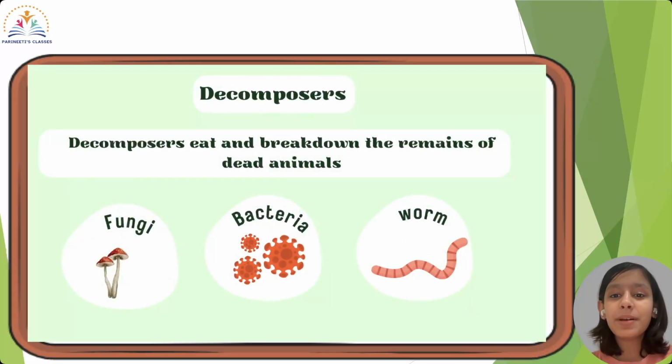Decomposers. Decomposers eat and break down the remains of dead animals. For example, fungi, bacteria, and worms. Let me know in the comments. Have you ever seen a decomposer? I haven't. Actually, microorganisms like decomposers can only be seen using a microscope.